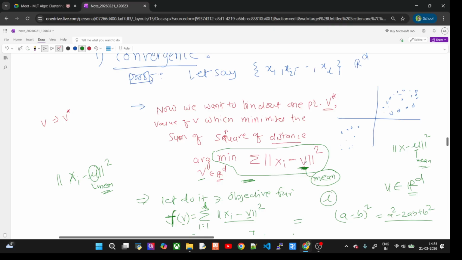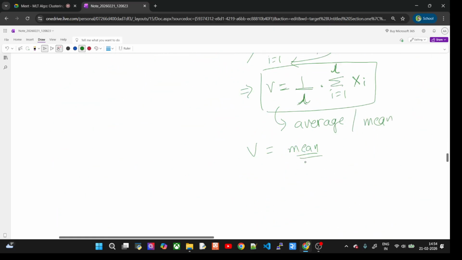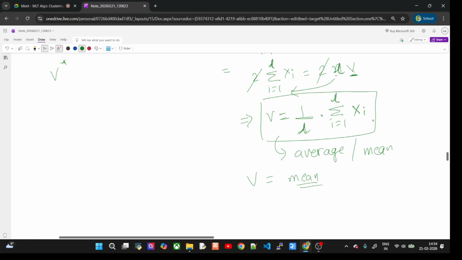He directly gave you the answer, v is equal to 1 by L summation of xi. This is the average, and he asked you to derive it, so now we derived it here.